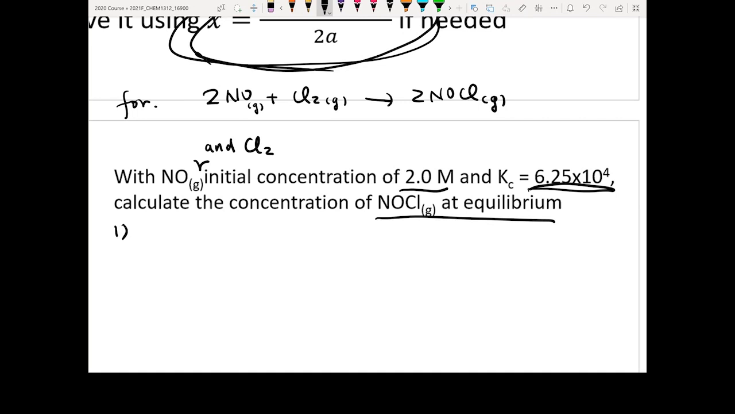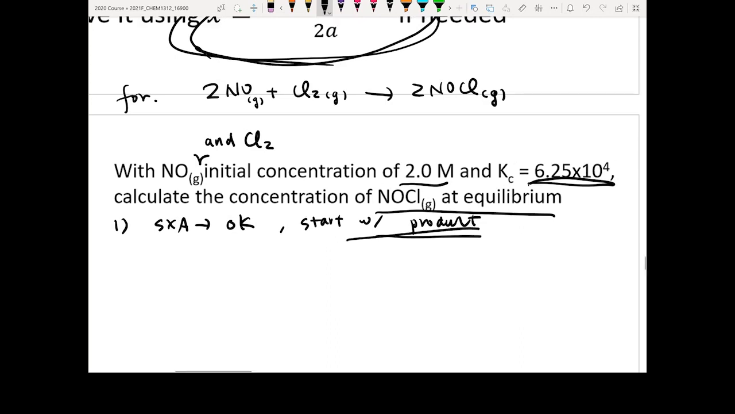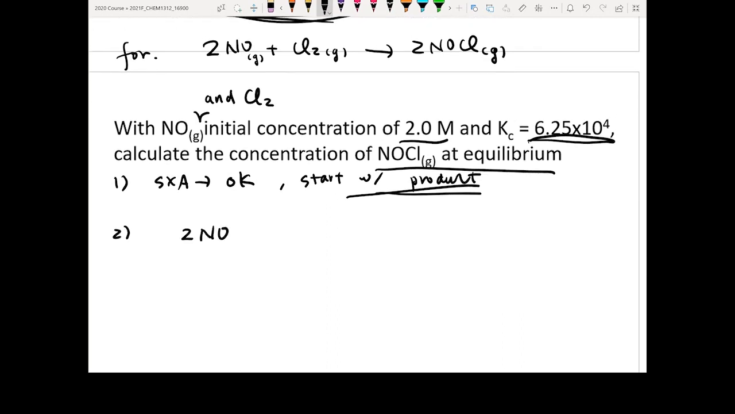Yes, right, because it's larger than 10 to the 4th, right? Now the next thing is to judge: should I start with all reactant or all product? Product, right? Because your K is actually huge. So we know we should start with product. So what does this mean? You will see that very clearly in the second step.